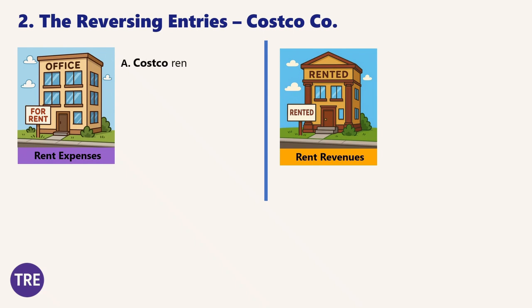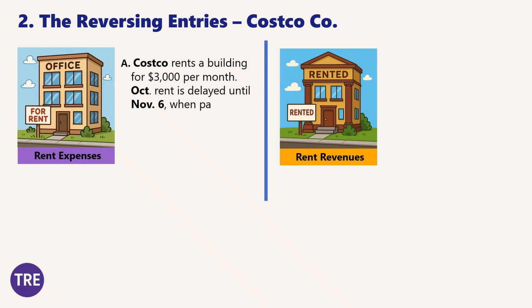In Case A, Costco is the tenant. It rents an office building for $3,000 a month. October's rent was not paid on time but delayed until November 6, when Costco pays for both October and November. This is an example of rent expense that needs to be adjusted at the end of October.